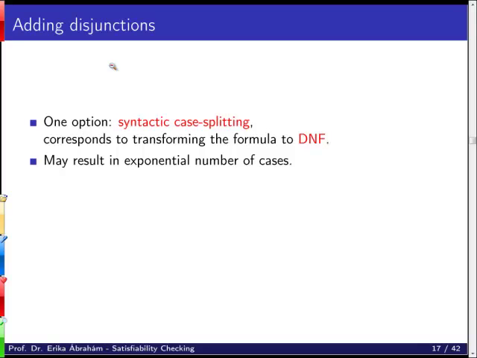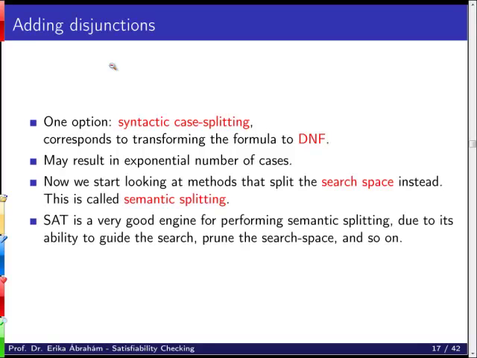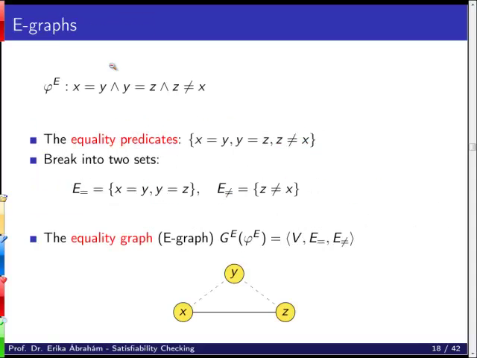So we will try to search for another solution, which is called, instead of syntactic, a semantic case splitting. What this means we will see later when we see the algorithm, why it is called semantic splitting. And afterwards we will use SAT solving, the SAT checking algorithm we have already got to know, to solve the transformed propositional logic formulas. So let us see how it works.